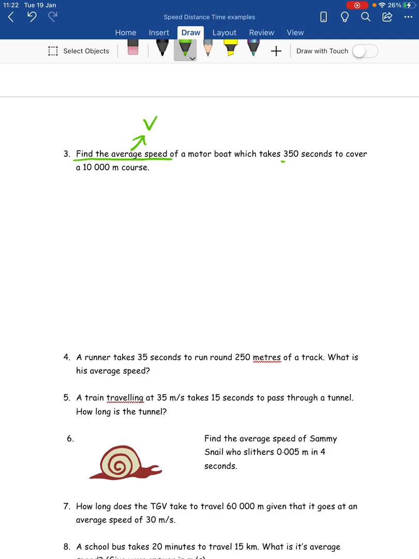It takes 350 seconds. That's going to be the time, T. And it's got 10,000 metres. That's going to be the distance, D. So now I have to make a list. V equals question mark, because that's the one I'm trying to find. T is next, is 350 seconds. And then finally, distance is 10,000 metres.